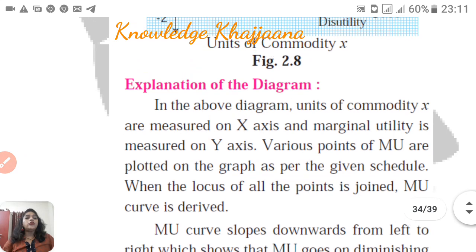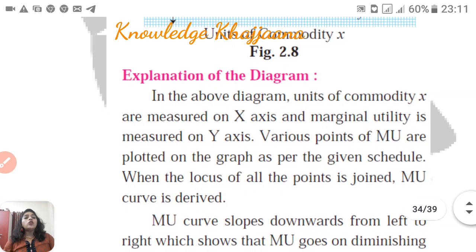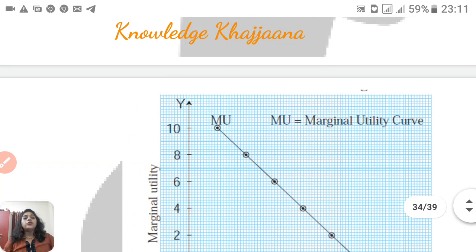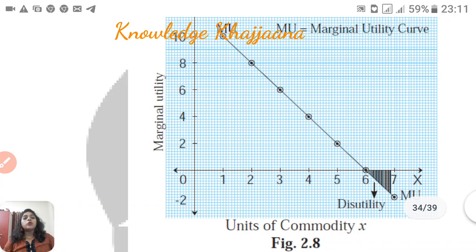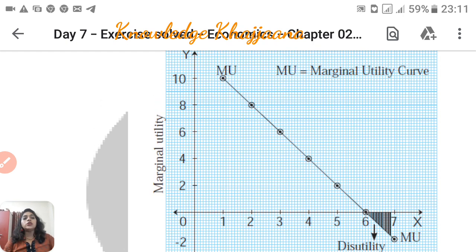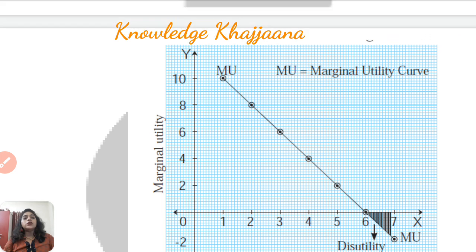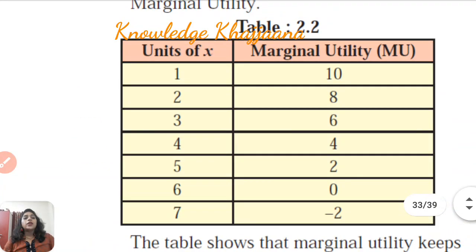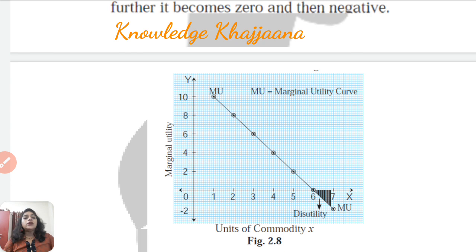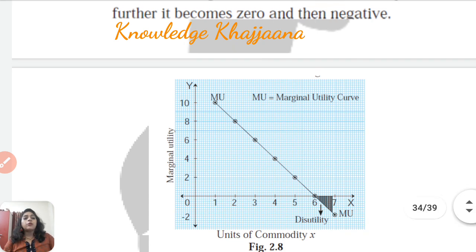Various points of marginal utility are plotted on the graph as per the given schedule. When the locus of all the points is joined, the marginal utility curve is derived. See, various points of marginal utility as per the consumption of the commodity. When commodity 1 was consumed, marginal utility derived was 11, was 10, right? With 2 it became 8, and like that. So you have to plot these points with the increase in the consumption of the commodity.